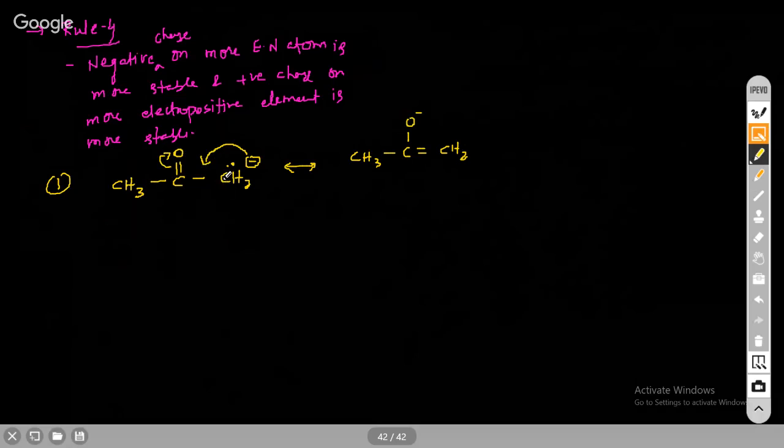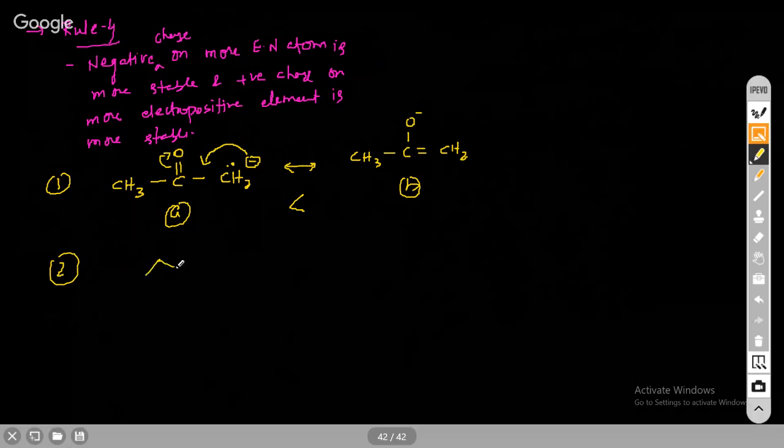Here you see, if you compare this for the octet rule, we'll try. Oxygen has 8 electrons here, this carbon 8 electrons, and this carbon has 2, 4, 6, 8 electrons. So all atoms have a complete octet. So these three rules we cannot apply here. Then we say that a negative charge on a more electronegative atom is more stable. Here the negative charge is on carbon, here the negative charge is on oxygen. So the order will be B is more stable than A. Fine. Simple one, you see.